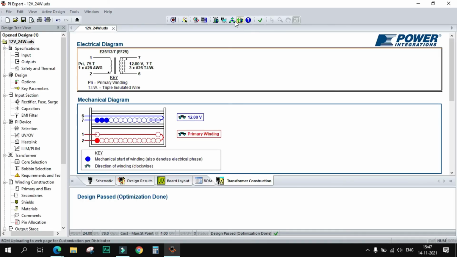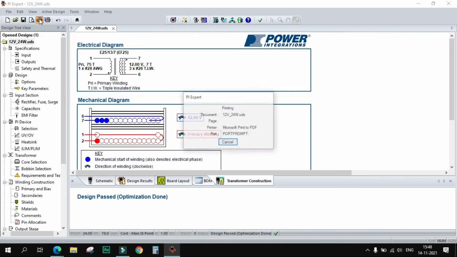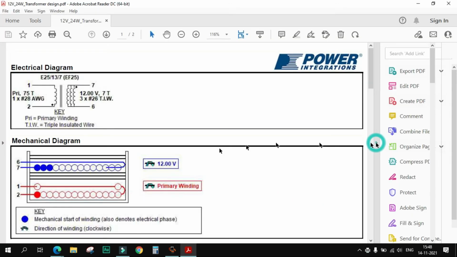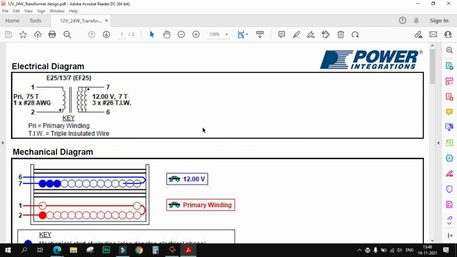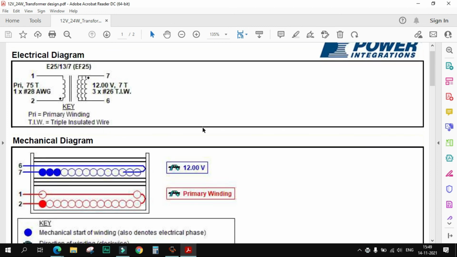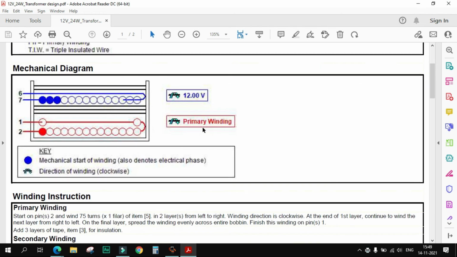What you'll have to do is click on print, click on okay. Then you just have to send this document to the transformer manufacturer, and he will quote you the minimum quantity that you will have to purchase. I believe these are 5 or 10, and the transformer will cost you about 25 rupees each. So yeah, you can do this.